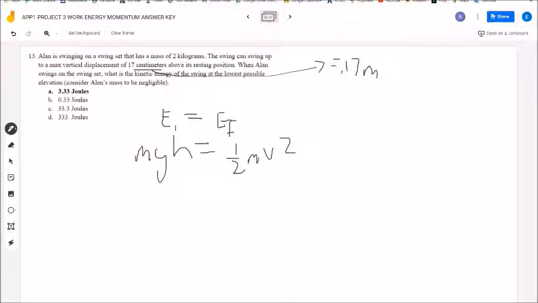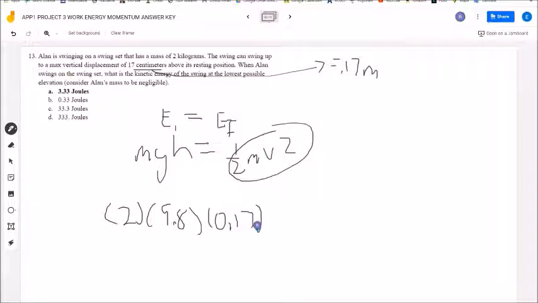Since they're equal, you want to know what the kinetic energy of the swing is. So this entire value, well, there's no point in plugging this in really. You have mgh, where m is the mass of the swing, 2 kg, g we can use a good number, 9.8, multiplied by the height, which is the vertical displacement, 0.17 meters. This will give us the total potential energy, the energy initial, which we should calculate to 3.33 joules, right?